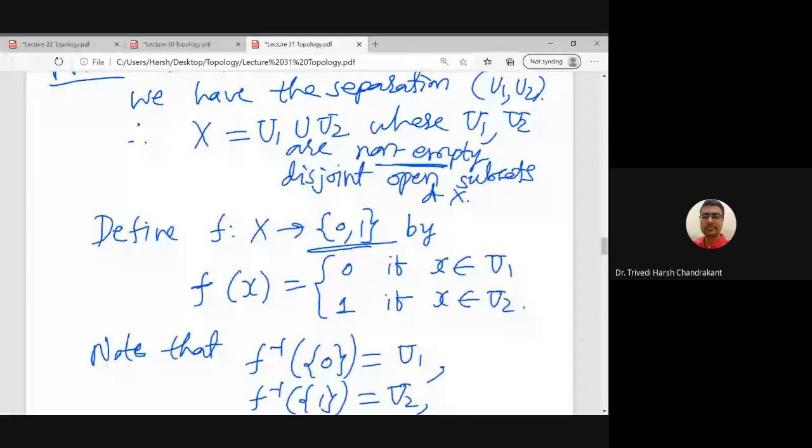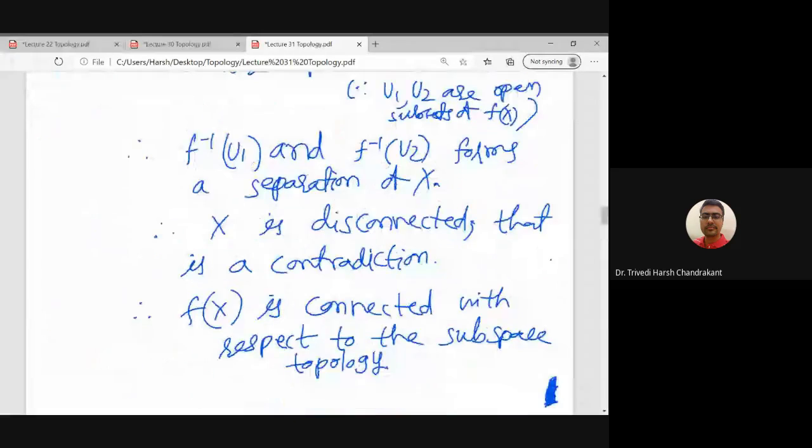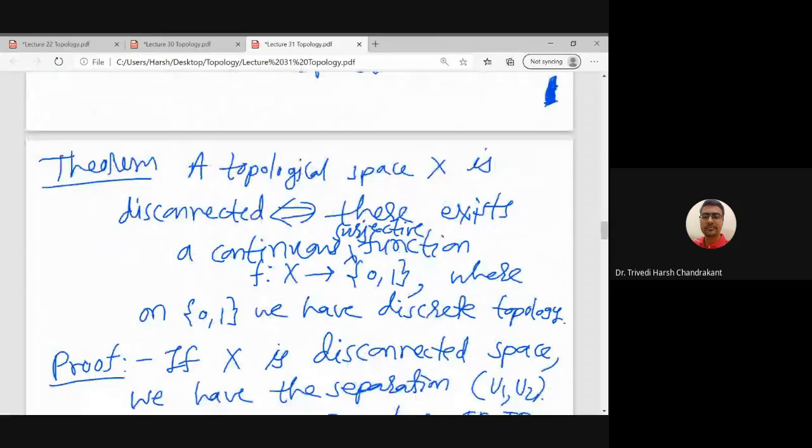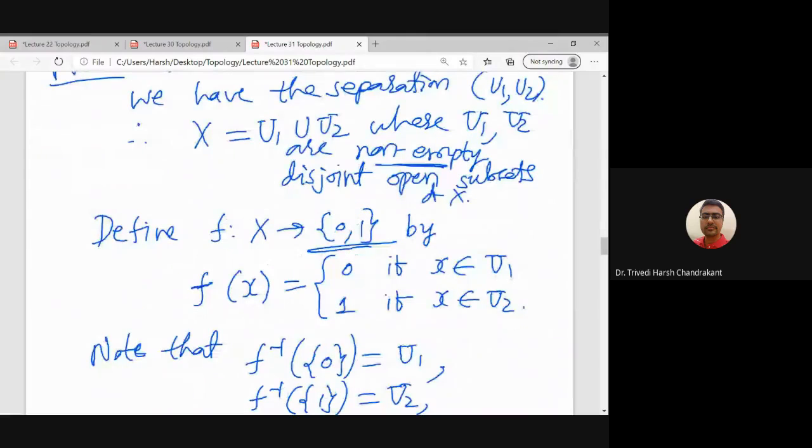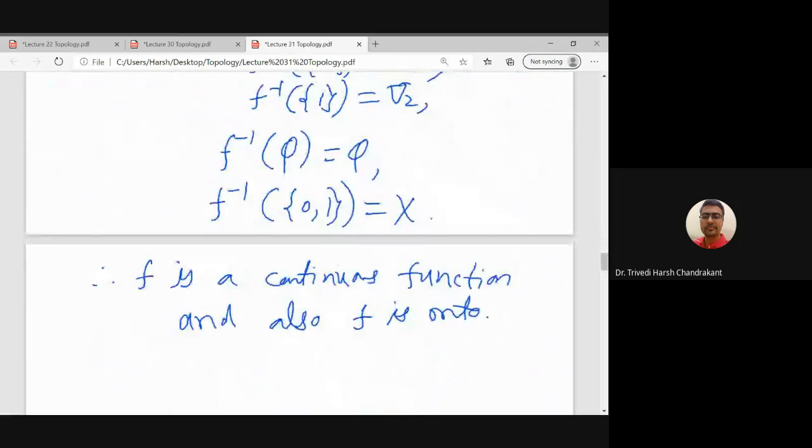So it satisfies the conditions of the hypothesis, right? That is what we want. We want a continuous function f which is onto and takes values in 0 and 1. So one part we have proved: if I have a disconnected space, I can construct such a function which takes values in 0 and 1.